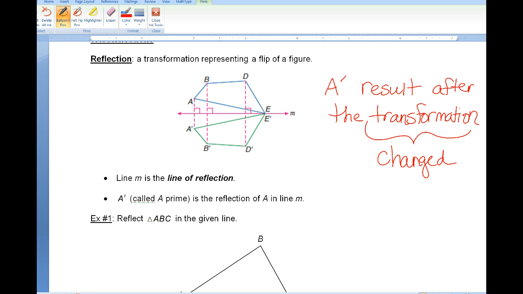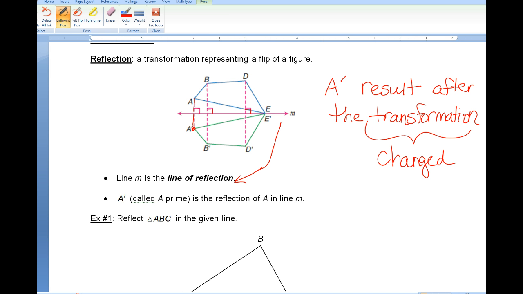So for this first one, whenever we reflect, we're going to reflect perpendicular. You see how all of these are right angles? Here's A, and you reflect it across the line perpendicular. This is our line of reflection. A prime is the reflection of A in the line, and that's just after the transformation.